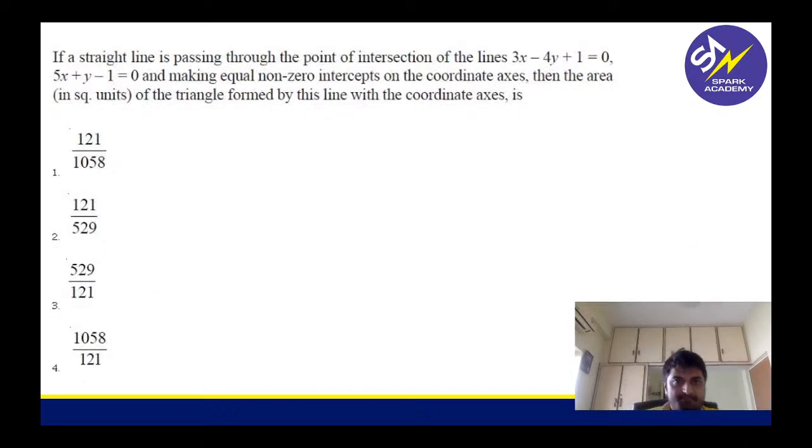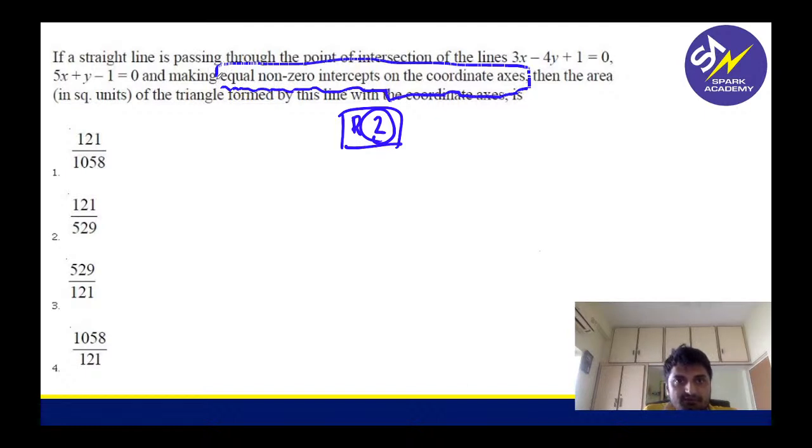What about this, guys? What about this, everyone? So this is probably a round 2 question because we need to solve, and then they said equal non-zero intercepts on the coordinate axis. So it can be round 1 or round 2 actually. If you get the idea, fine. Otherwise it's a round 2.